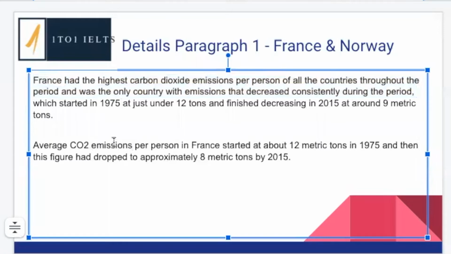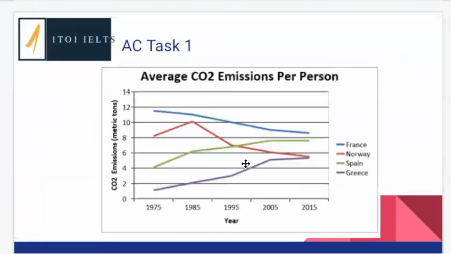They emit more than one emission each, so we want the plural here. In France, started at around 12 metric tons, fine, in 1975, and then this figure had dropped to approximately 8 metric tons by 2015. Okay, this works here. Again, just because we don't have a huge amount to talk about in our details paragraphs, I would add here about it being the highest. So that's a nice part in the question.